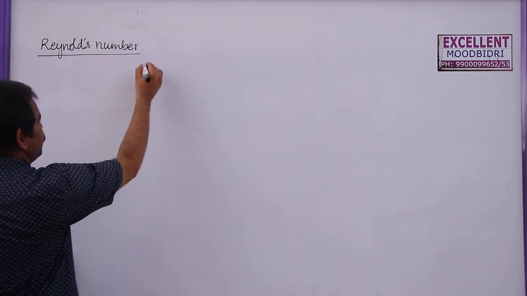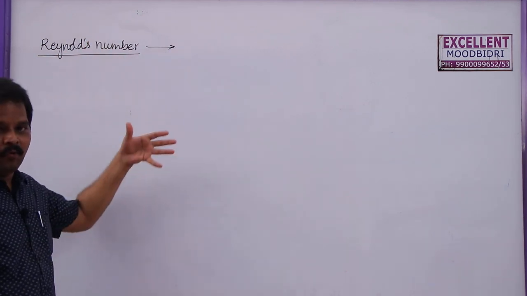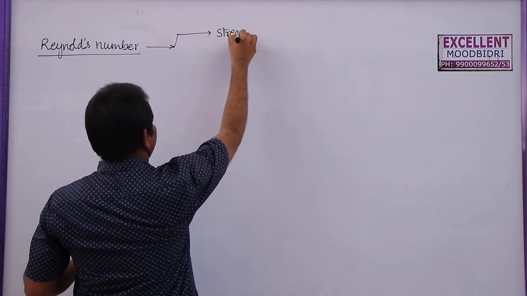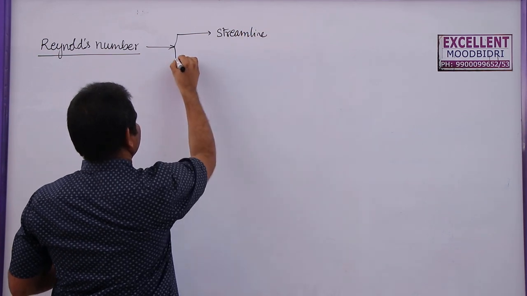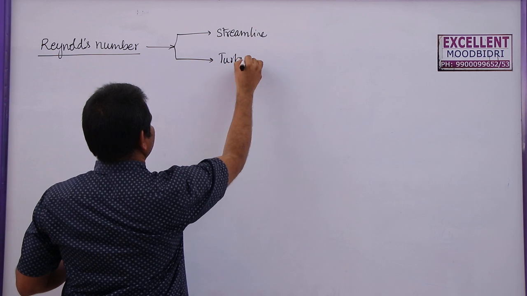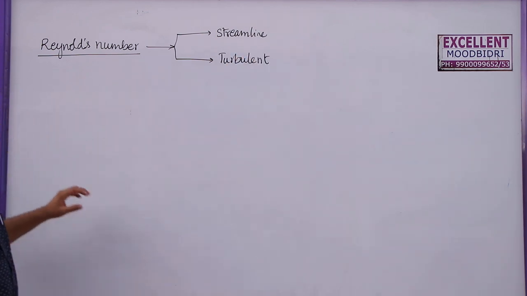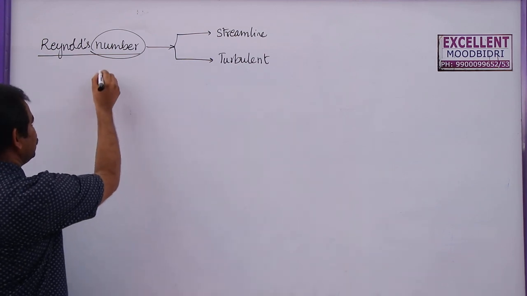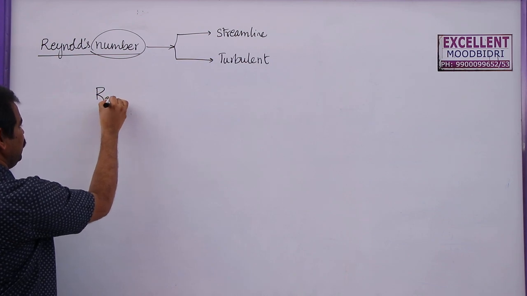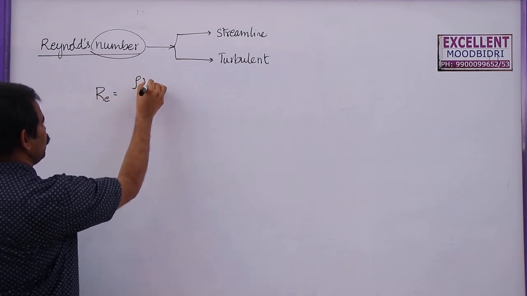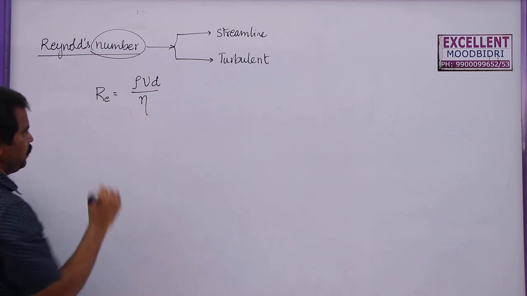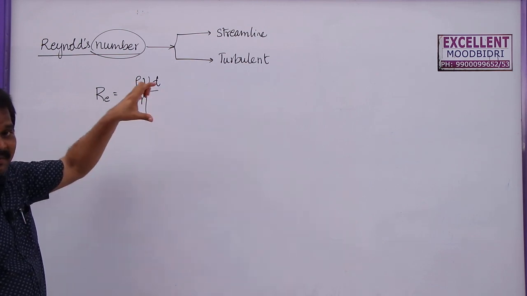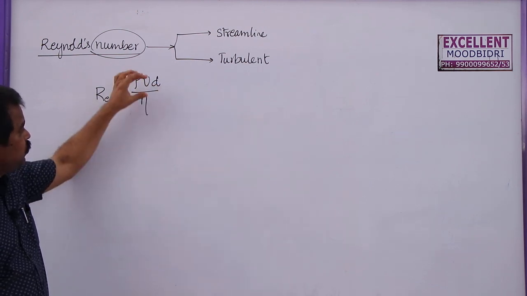Number. So this is a number that will decide whether the flow is streamline or turbulent. So this number will decide the nature of the fluid flow. So here the Reynolds number is given by, this is Re, it's a number only, which is given by rho V d by eta. So what is this rho? It is the density of the fluid, V is the velocity, d is the diameter or the dimensions of the pipe through which this liquid is flowing.